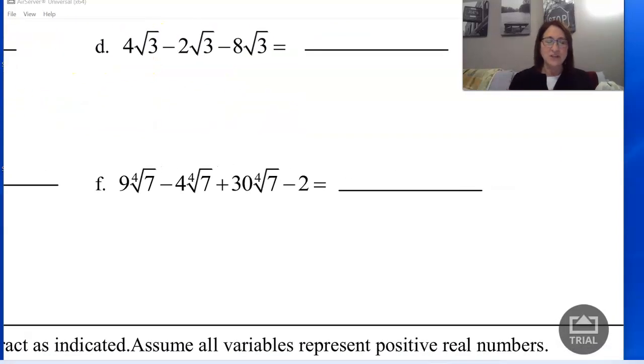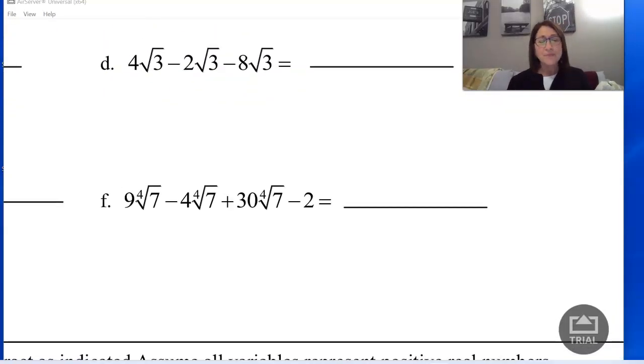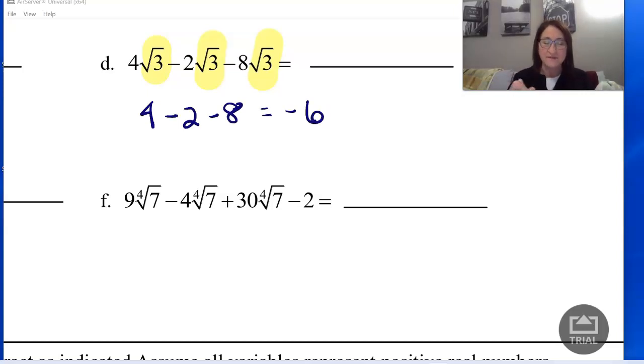All right, let's look at D. So we have 3 terms here in this expression, and all 3 of them are like radicals, same index, same radicand. So now I can just subtract. I'm going to subtract 4 minus 2 minus 8. And so that's going to give me a negative 6. So I've got negative 6 square root 3.